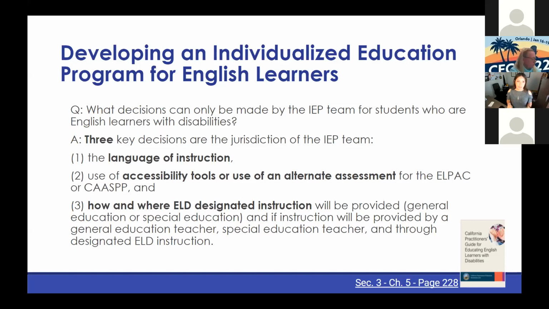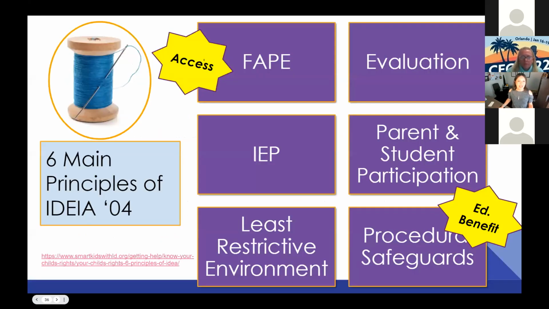Let's go to the next slide so we can go a little bit deeper into the 6 main principles of IDEA. Those of us in the field of special education know exactly what these key tenets are, but it's never a hurtful thing to go over these, starting with free and appropriate public education, FAPE, appropriate evaluation, the IEP, the least restrictive environment, parent participation, and procedural safeguards. We're going to hit on parent participation and procedural safeguards in the next slide, but right now I just want to spend some time on FAPE.